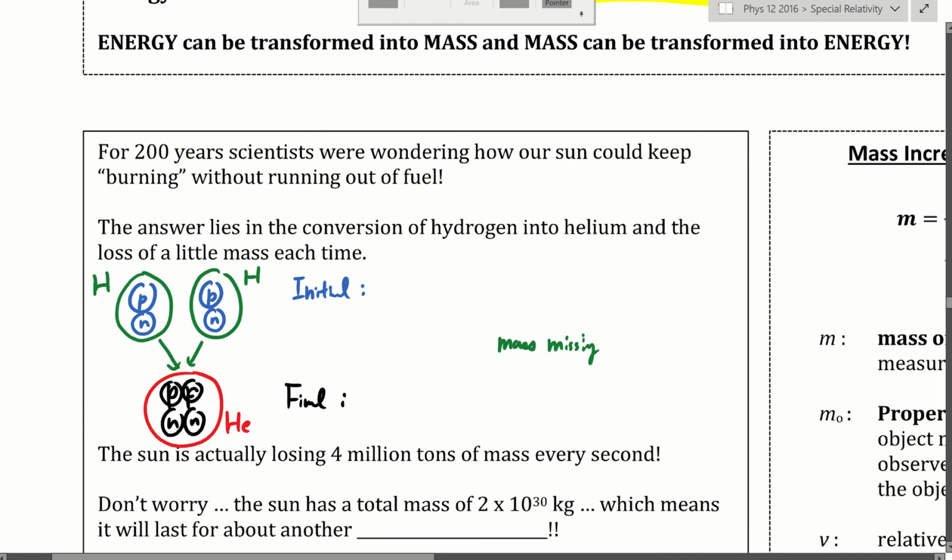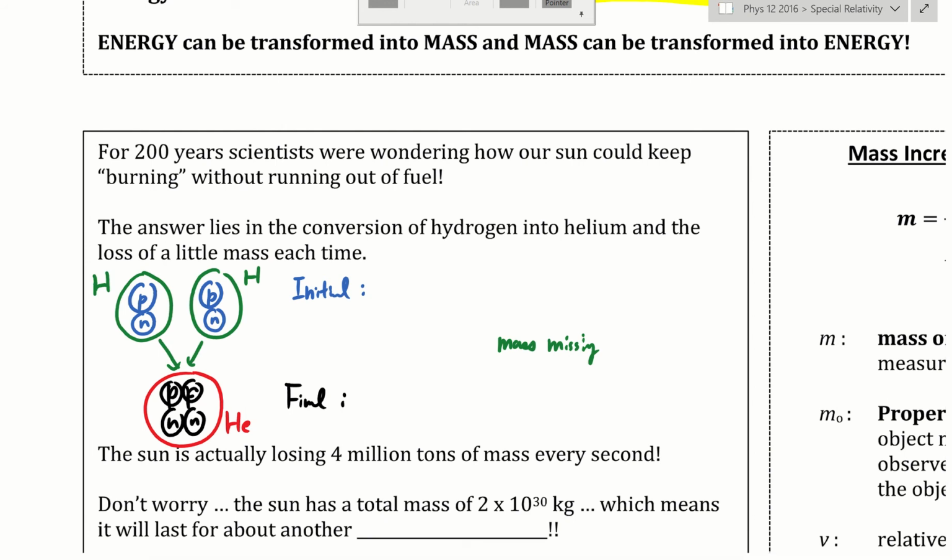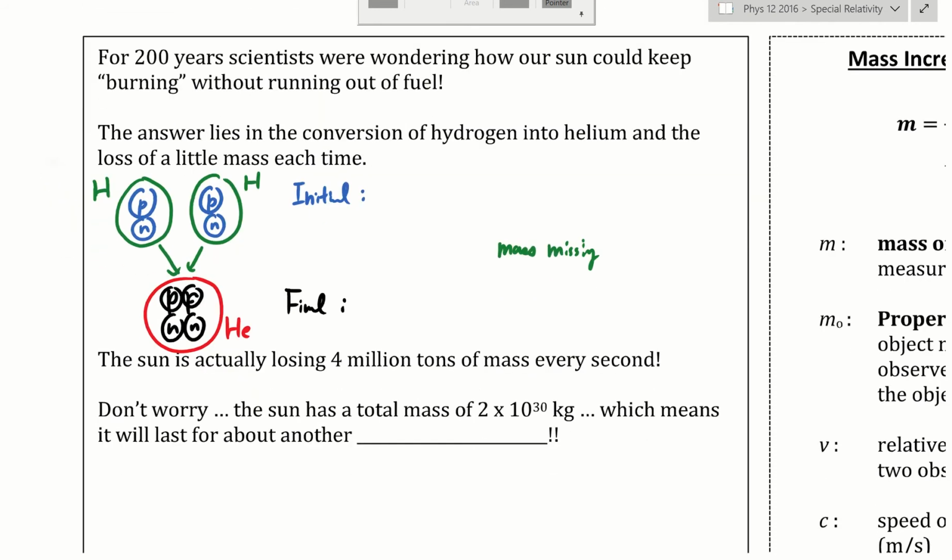For example, one of the nuclear processes that we rely on, the nuclear fusion of the sun, is a process that turns mass into energy. For hundreds of years, scientists were wondering how come the sun never actually turned off? I mean, if the sun has been burning for 5 billion years, where on earth is the fuel coming from? Later on, we understood that it is a process called nuclear fusion.